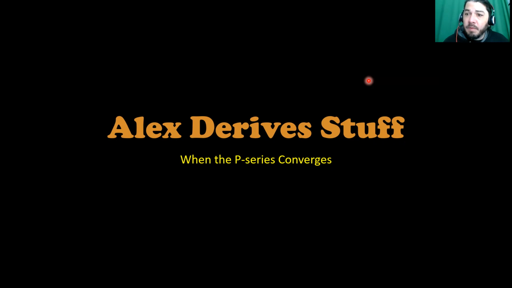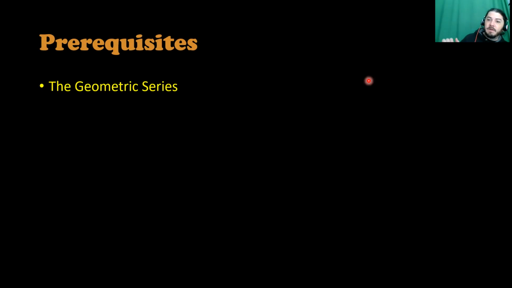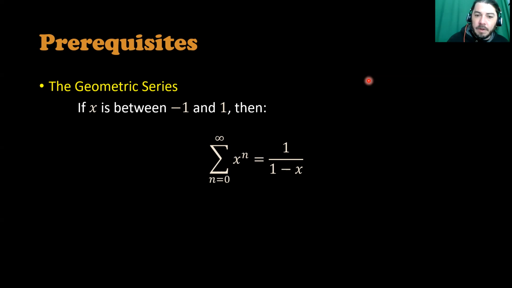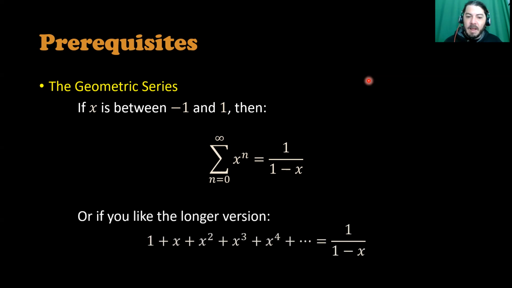Okay, but before we get into the specifics of this, we need some background things. We need to know about a different infinite series, the geometric series. What is the geometric series? Well, if x is a number between -1 and 1, then the sum as n goes from 0 to infinity of x to the n equals 1 over 1 minus x. And since for these values of x we get an actual number for the series, we say that it converges. If you prefer the longer version, I kind of think it looks a little prettier: 1 plus x plus x squared plus x cubed plus x to the fourth plus yada, yada, yada. That adds up to 1 over 1 minus x, as long as we're plugging in a number for x between -1 and 1.